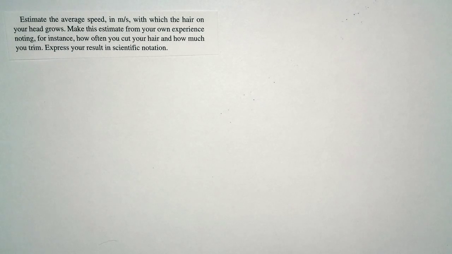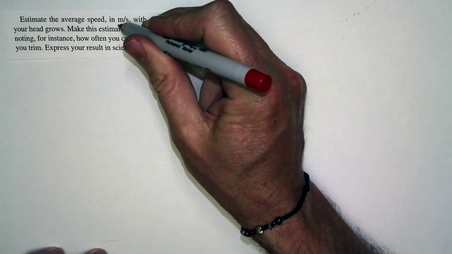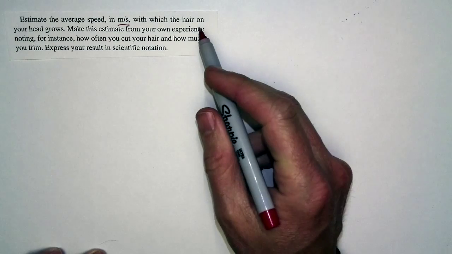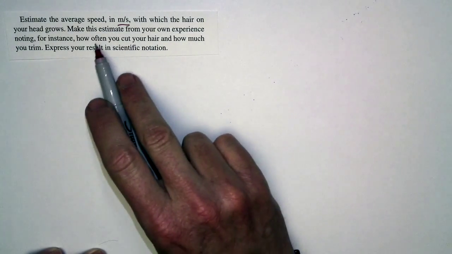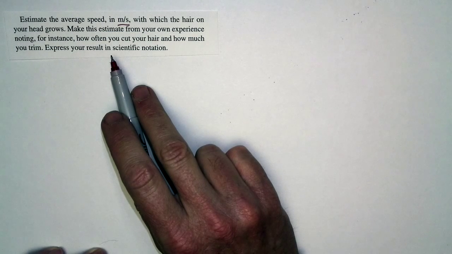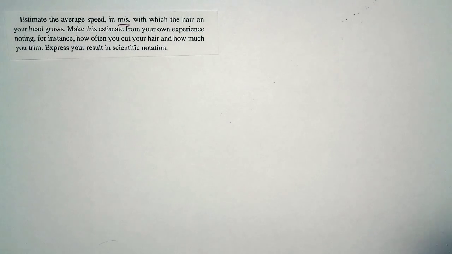This is a bit of an unusual problem. You're asked to estimate the average speed in meters per second with which hair on your head grows. Now, normally you don't think about speed when you're thinking about growth of hair, but it does. It grows a certain amount of distance in a certain amount of time, and we can certainly convert that to meters per second, so it's a reasonable problem.